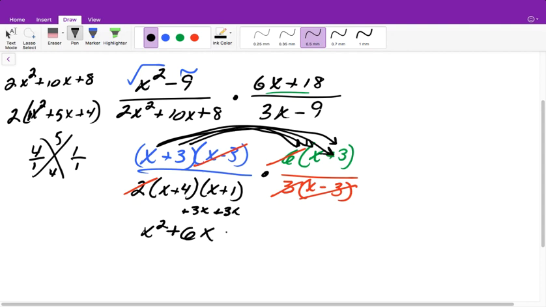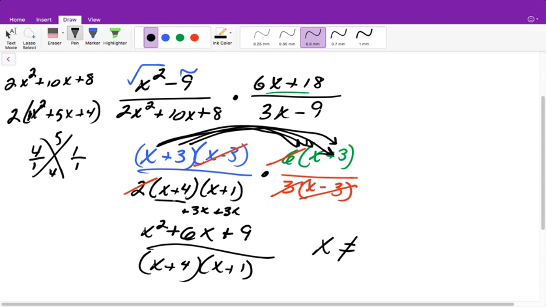And 3 times 3 gives me 9, all over top of x plus 4 times x plus 1. And then to state our restrictions, x can't be negative 4, it can't be negative 1. And remember, when we're doing a division, we need to look at both our numerator and our denominator, so it can't be negative 3 or positive 3.